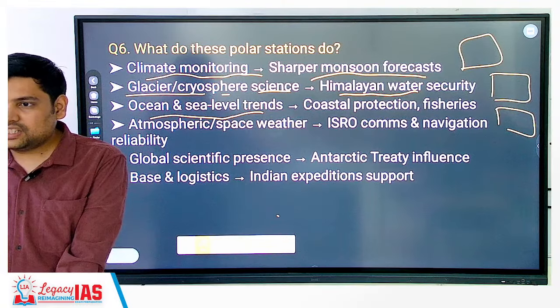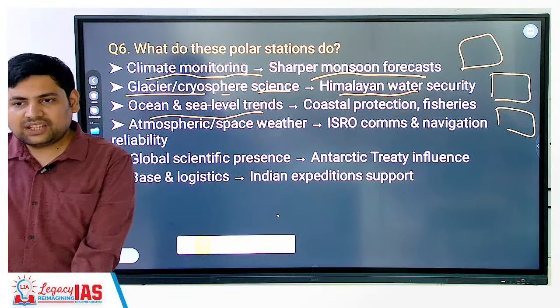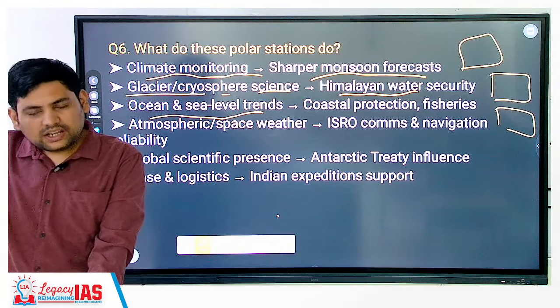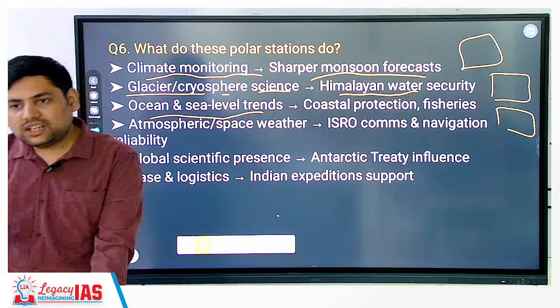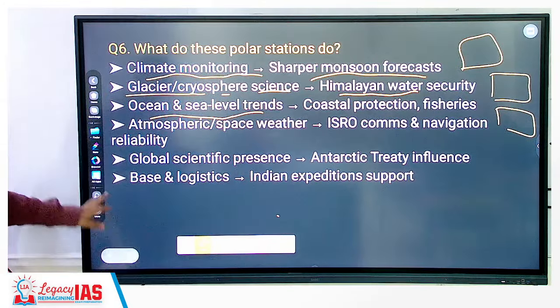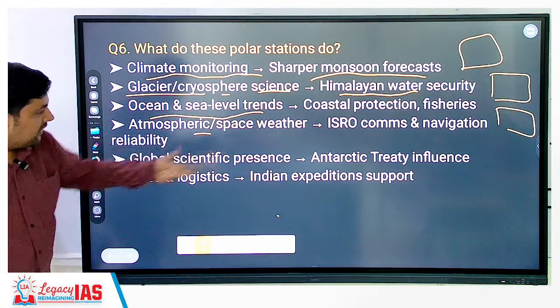You understand this? Polar regions have 6 months of summer and 6 months of winter. During summers there is melting. In the melting phase, it melts and gives water to the ocean. Understood? Okay. Then atmospheric or space weather is fine.